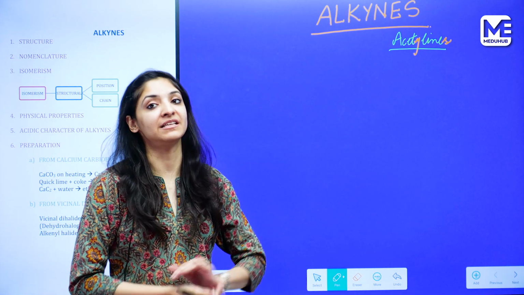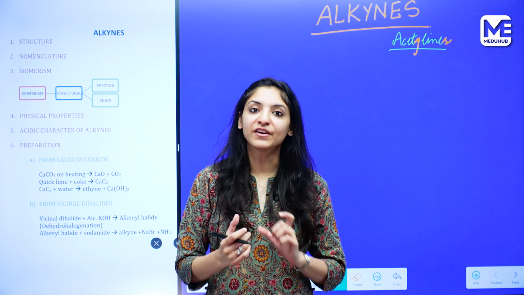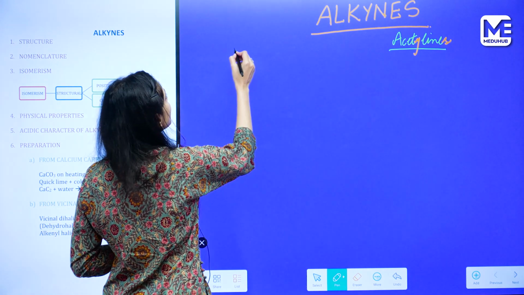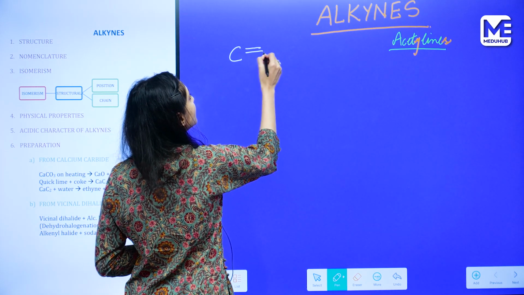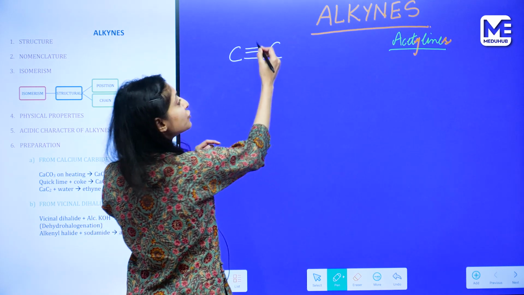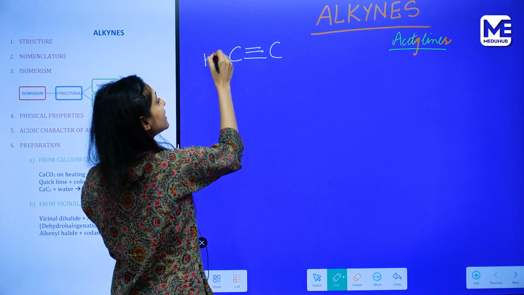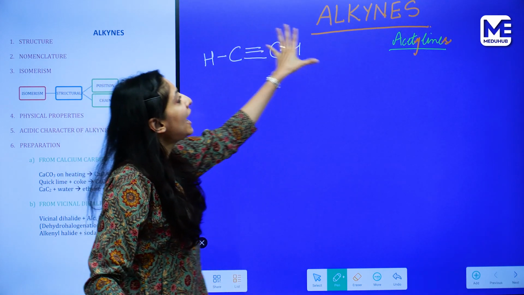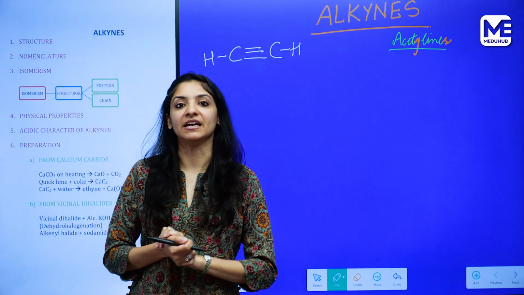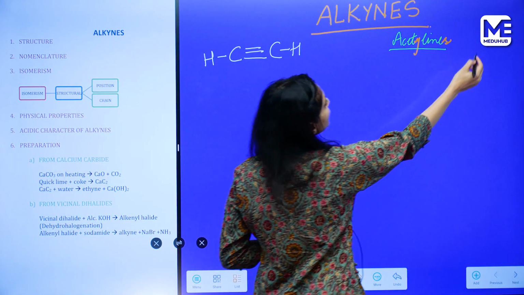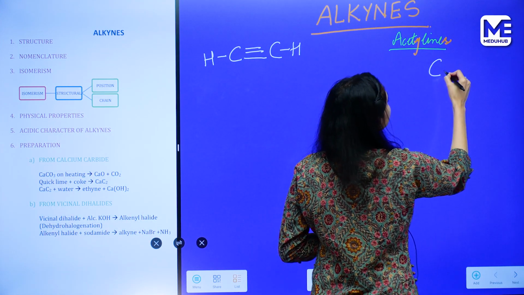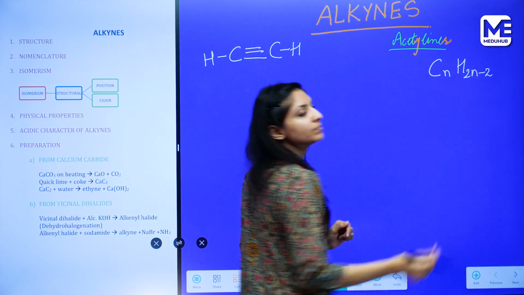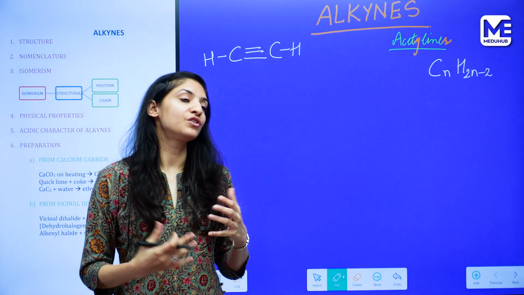Today we are going to discuss alkynes. Alkynes are hydrocarbons which contain a triple bond. The simplest of the alkynes contains two carbons with a triple bond in between them, and to satisfy the tetravalency of carbon, we'll add a hydrogen to each. Alkynes are also called acetylenes, and the general formula of alkynes is CnH2n-2.